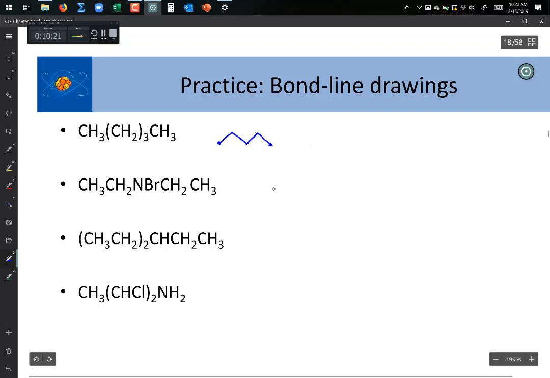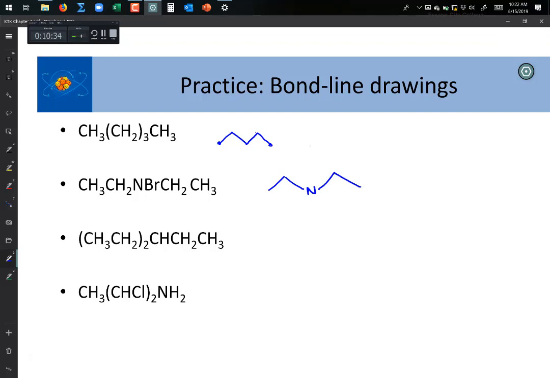2, right? So 2 looks like that, which is weird. And then it's got to go to a nitrogen, right? And then 2, like that. And then I didn't do the BR yet. Where's the BR attached? On the nitrogen.